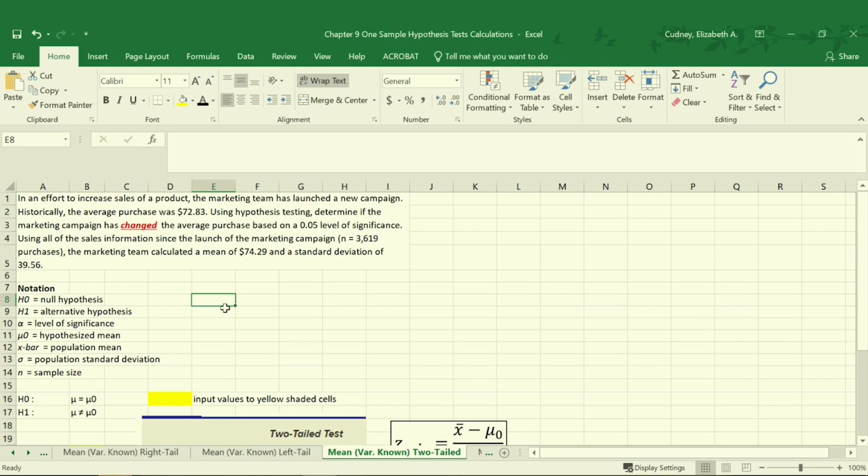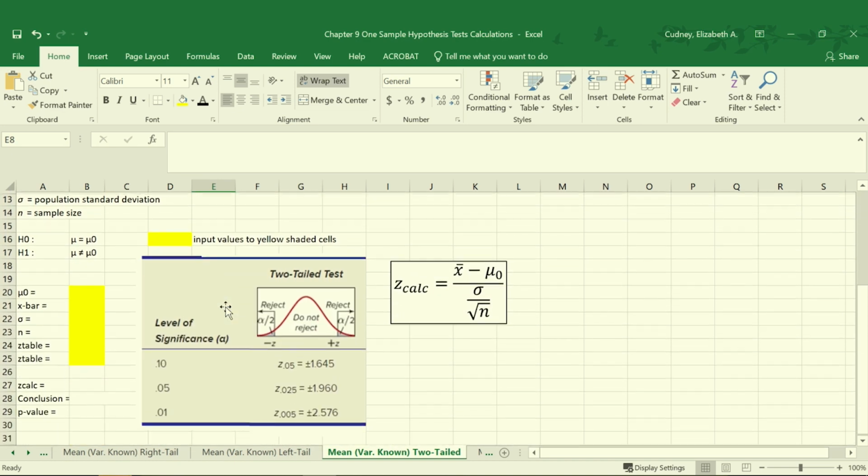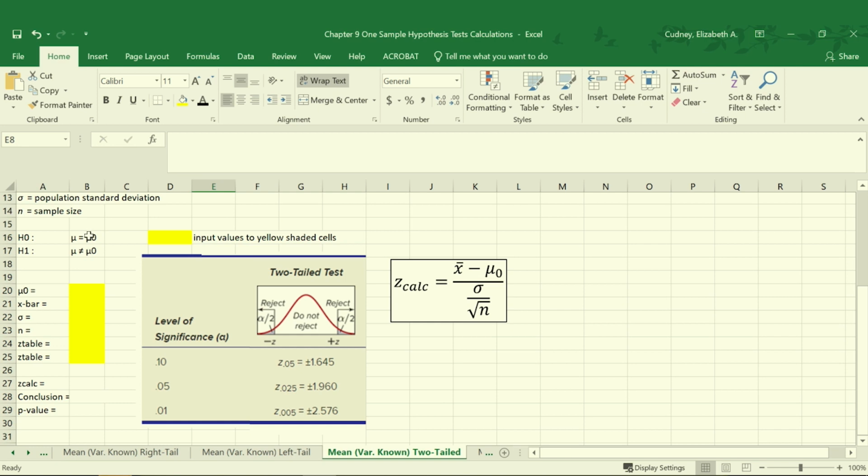So since we're using a two-tailed hypothesis test, we're going to set our null hypothesis that the mean is equal to mu naught. The alternative hypothesis then would be the opposite, that the mean is not equal to mu naught. Given the information that we have so far, we know that mu naught is $72.83. Our x bar is $74.29.